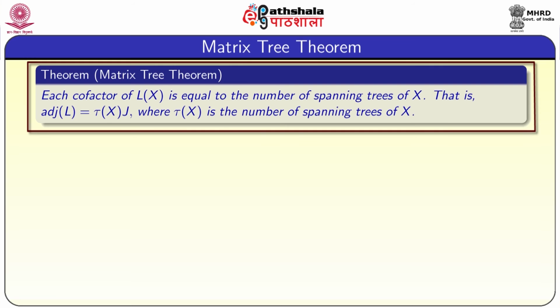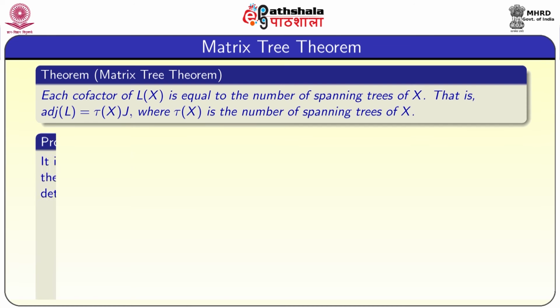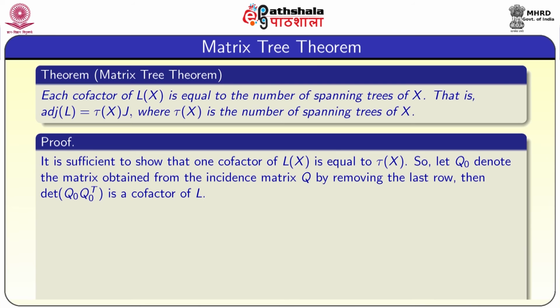Now, we are going to prove an important theorem called the matrix tree theorem. It says that each cofactor of L of X is equal to the number of spanning trees of X, that is, adjoint of L equals tau of X into J, where tau of X is the number of spanning trees of X. So, it is sufficient to show that one cofactor of L of X is equal to tau of X. It is because we already saw that the determinant of any n minus 1 cross n minus 1 submatrix of a Laplacian matrix is the same.